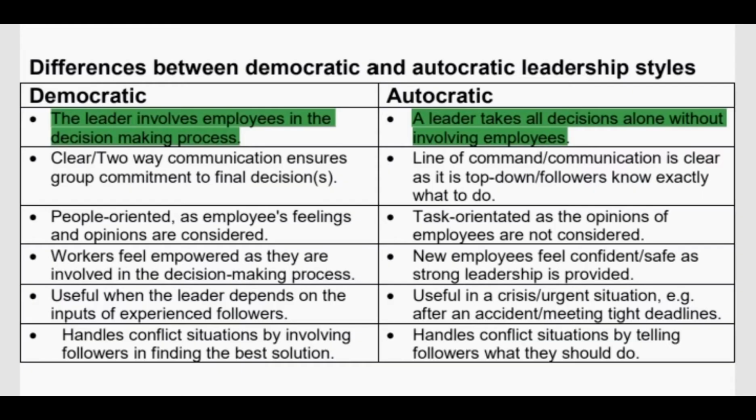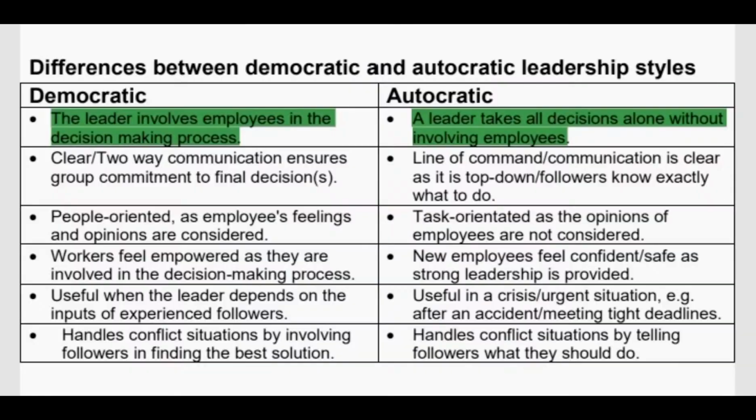And then on the autocratic, a leader takes all decisions alone without involving employees. That's the difference between democratic and autocratic. Democratic, the leader involves employees in the decision-making process. Then autocratic leadership style, a leader takes all decisions alone without involving employees. That's the difference between democratic and autocratic.